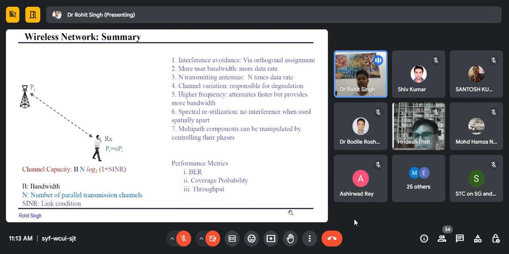Another metric is wireless communication coverage probability. Coverage probability is a metric that decides how much time the user is in coverage, or what is the probability that the user is in coverage out of all the available time instances. Next is the data rate or throughput. Data rate or throughput is nothing but the capacity that is assigned to each user. There are different measures to increase this data rate. Either we can increase SINR, or we can increase the available bandwidth per user, or we can increase the number of antennas.